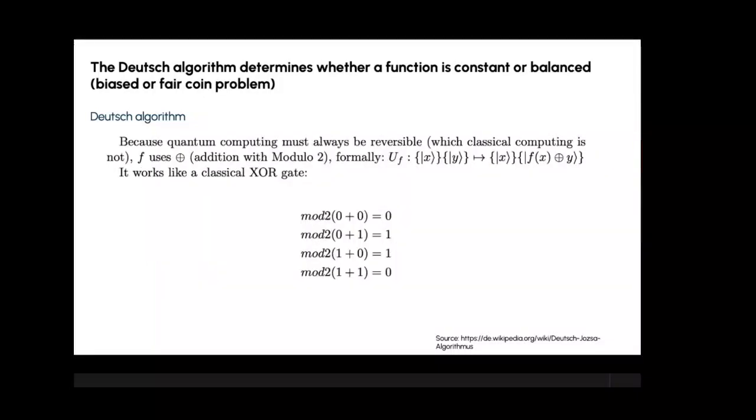And so now, I mentioned yesterday that quantum computing must always be reversible, right? And so the Deutsch algorithm works like an XOR gate, an XOR gate to make it reversible. And so you see here, I wrote this down already in this table, but you see it again. If I add 0 and 0 and divide this by 2, I get as a rest result 0. Yeah, because 0 divided by 2 is 0, so I have no rest. If I add 1 and 1 and divide it by 2, then I also have rest 0, because 2 fits exactly 1 times into 2.